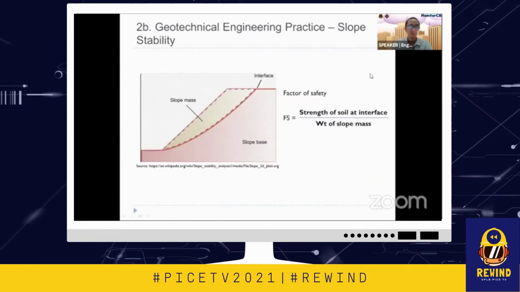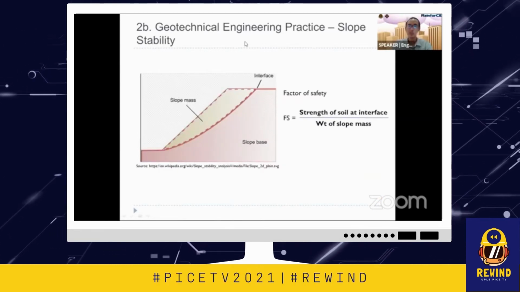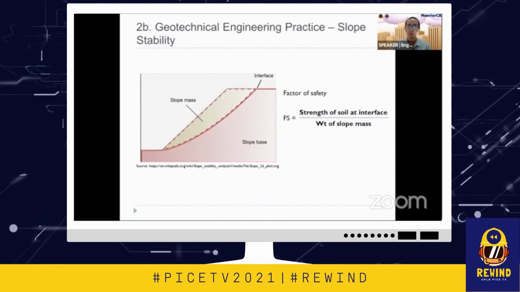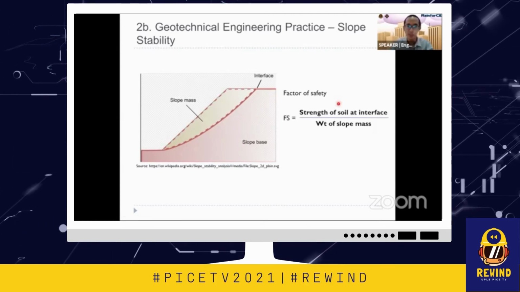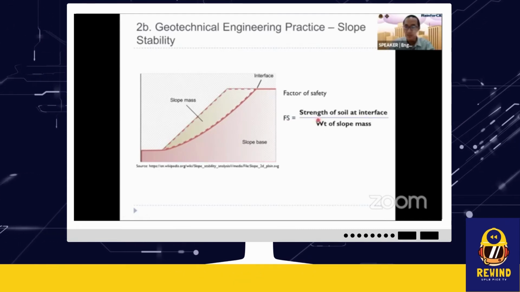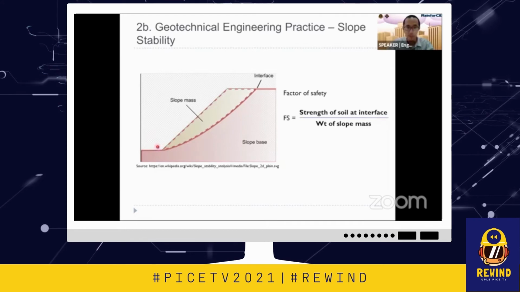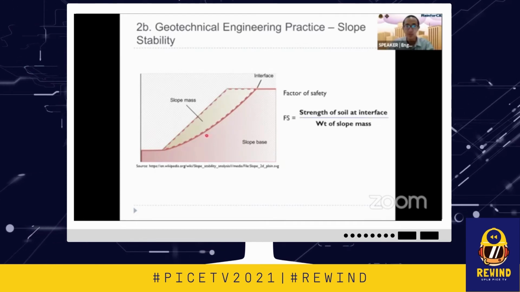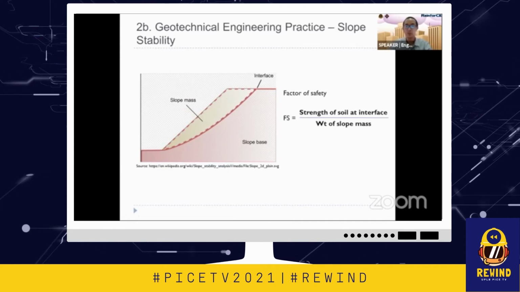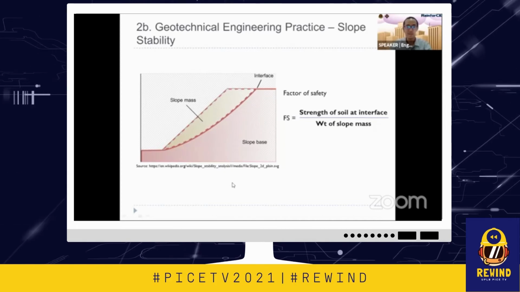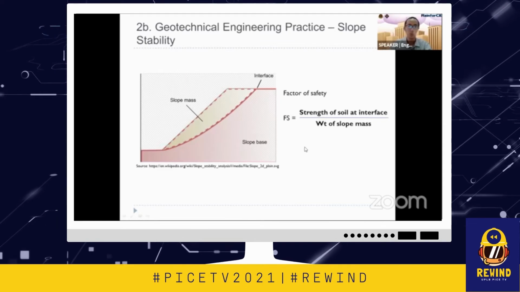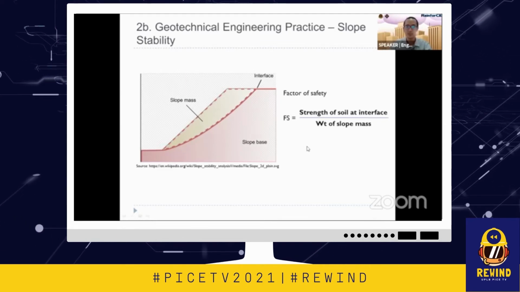Okay, so next, let's talk a little bit about slope stability. But before we talk about slope stability, let's define the factor of safety. The factor of safety for slope stability is defined as the strength of the soil at the interface divided by the weight of the slope mass to induce failure. Normally we want a factor of safety of around 1.5 to 2 to conclude that the slope is safe.